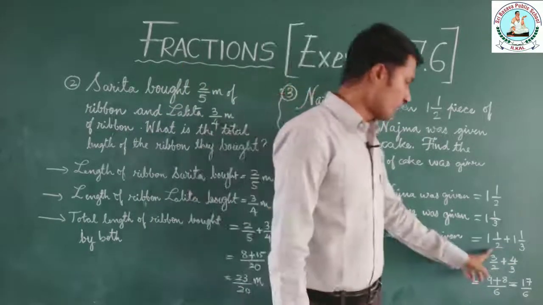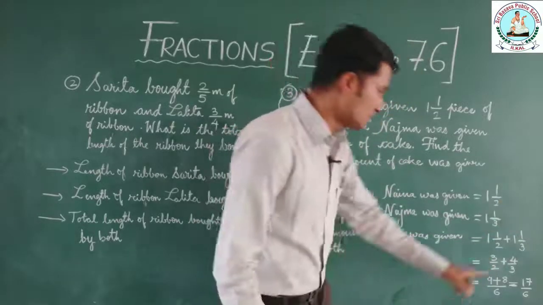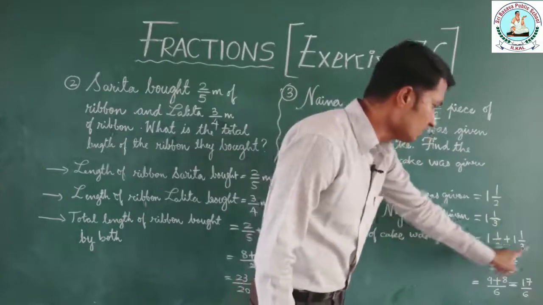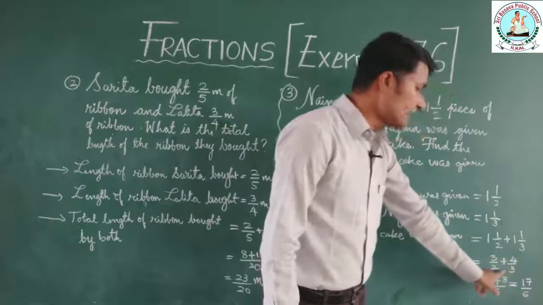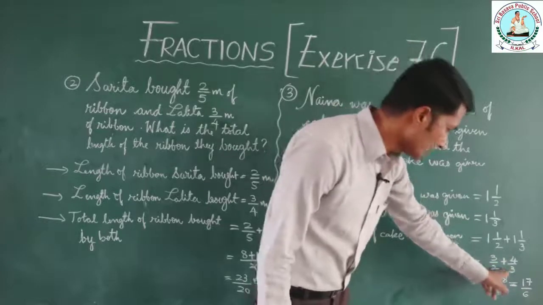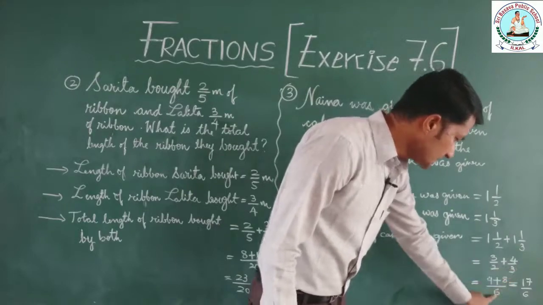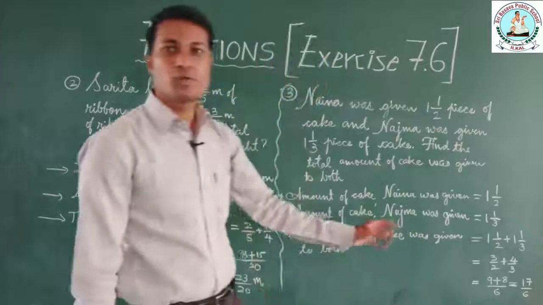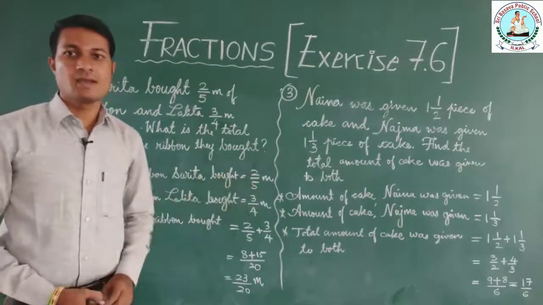Before adding mixed fractions, just convert them to improper fractions. So 2 ones are 2, 2 plus 1 is 3, so 3 by 2. 3 ones are 3, 3 plus 1 is 4, so 4 by 3. So it is just like adding unlike fractions again, so do the cross multiplication. 3 3s are 9, and 2 4s are 8, and 2 3s are 6. So 9 plus 8 is 17, and 6 as it is. So this is the total amount of cake given to both Naina and Najma.